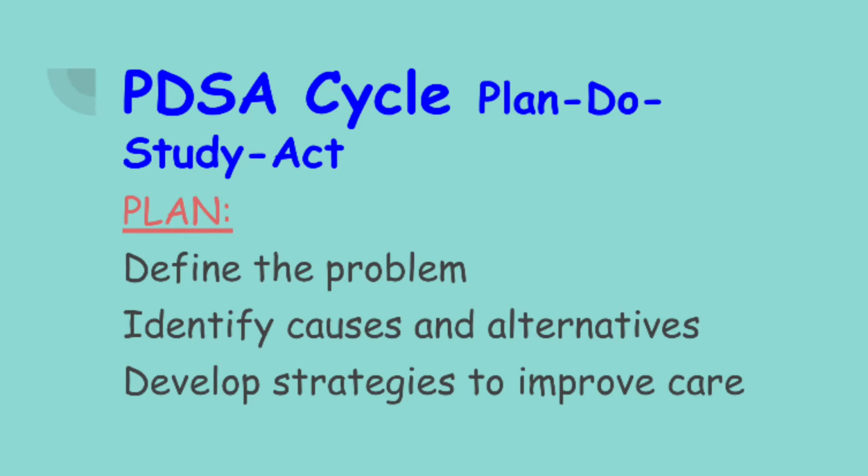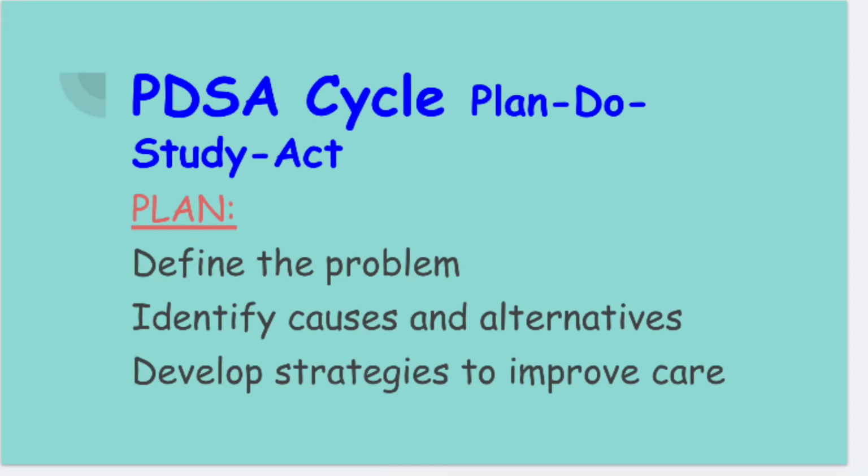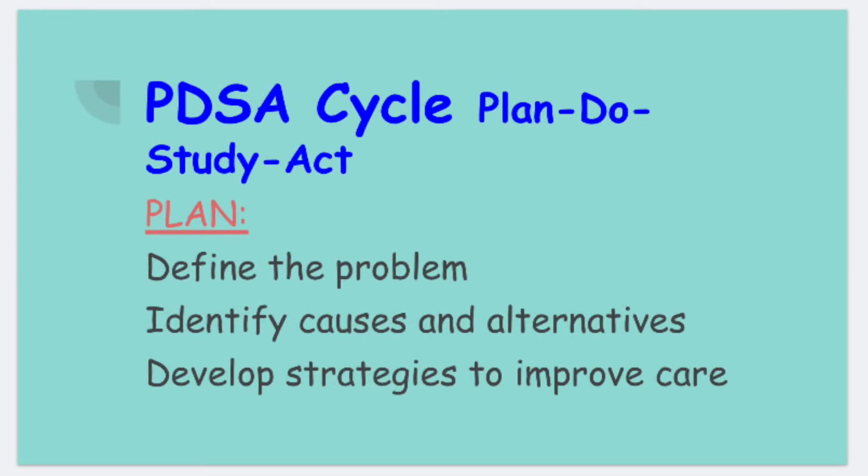Now let's start with the PDSA cycle. The first step is plan. This involves proposing change idea and how it will be tested. It involves defining the problem, identifying causes and alternatives, and developing strategies to improve care.